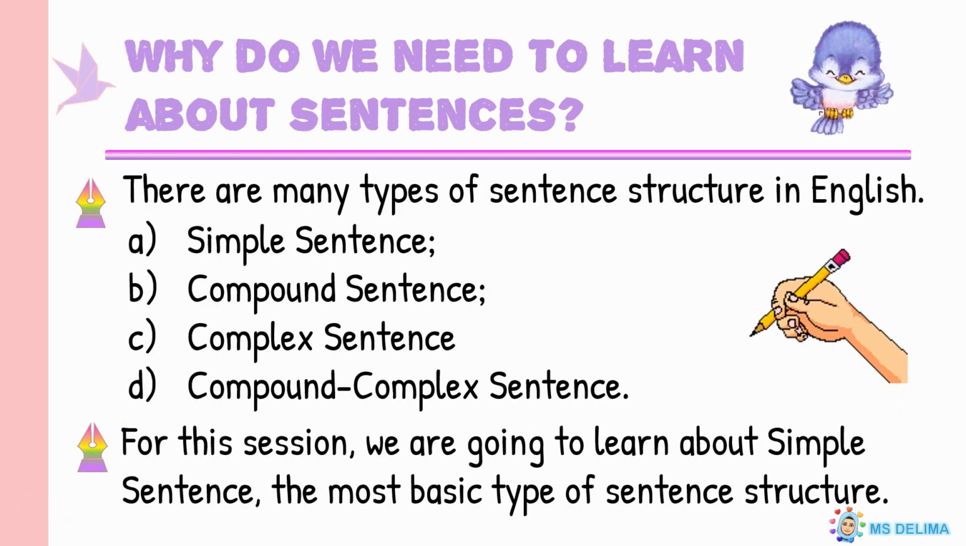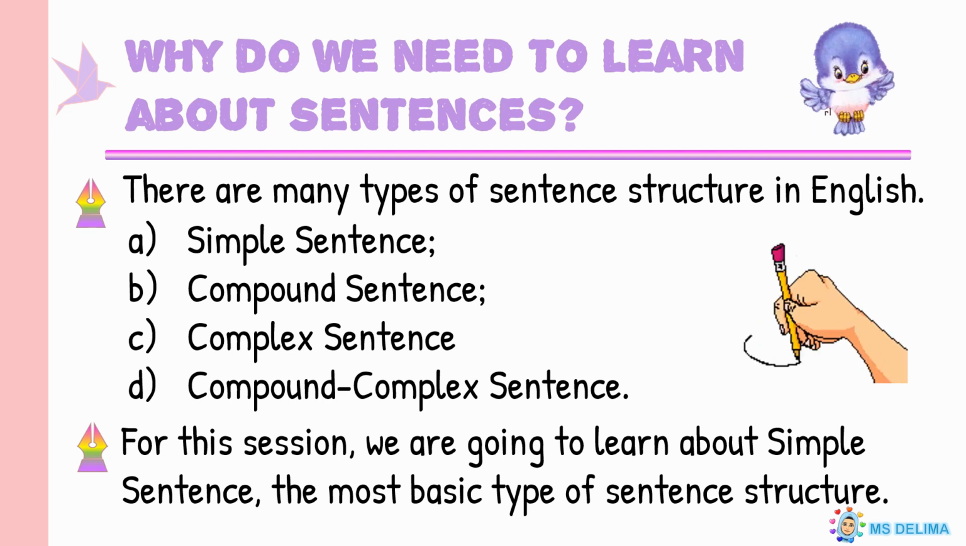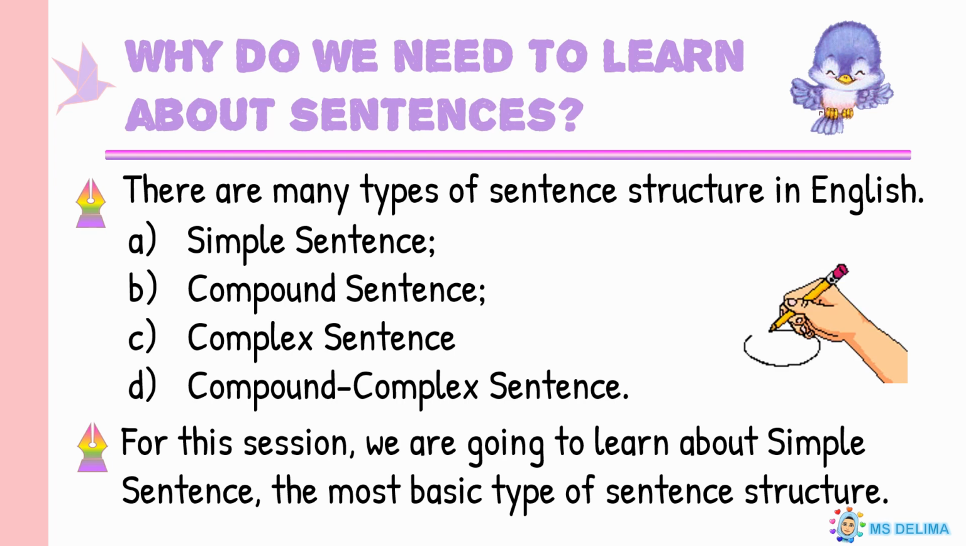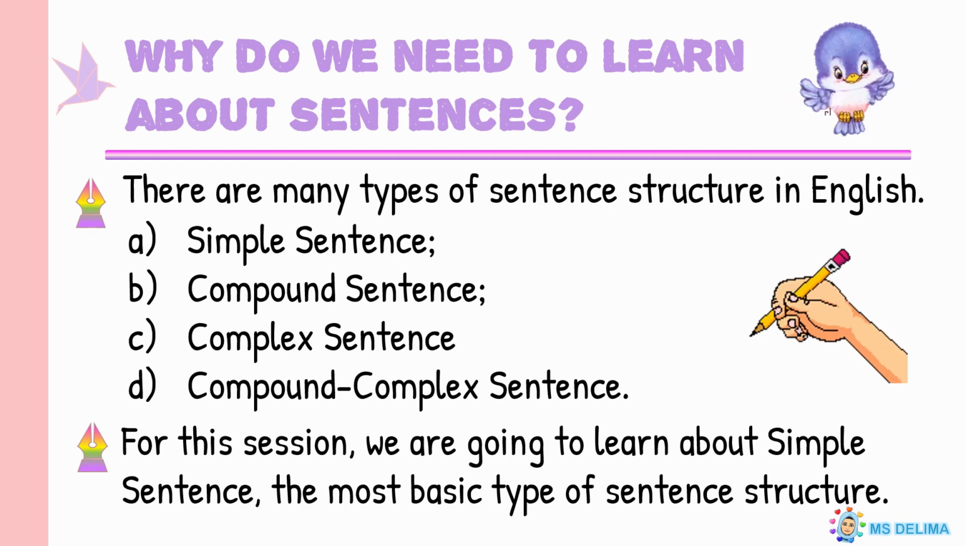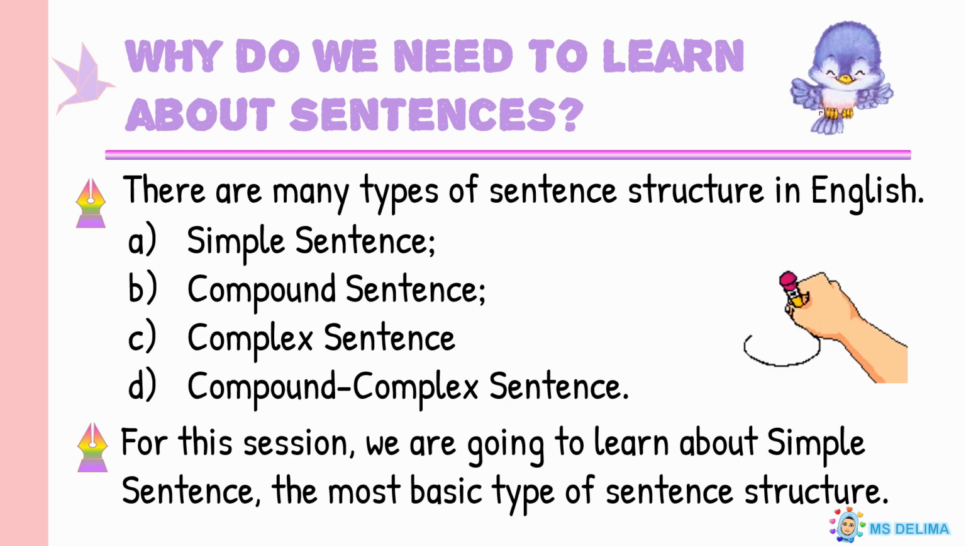In English, there are many types of sentence structure. The first one is simple sentence. Secondly, compound sentence. Thirdly, complex sentence. And fourthly, compound complex sentence. For this session, we are going to learn about simple sentence, the most basic type of sentence structure.